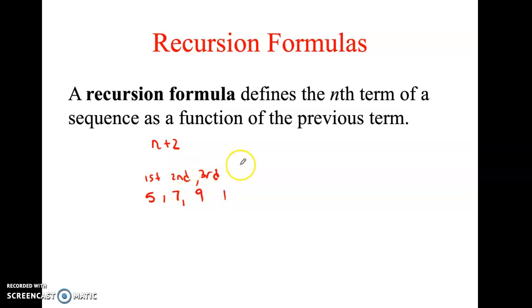Whatever number you're looking for, that is your n, and the number prior is your n minus 1 term. So if you're looking for your fourth, that's your n minus 1. If you're looking for your second, that's your n minus 1. If you understand that, then you'll understand recursive formulas, which will be on the next slide.